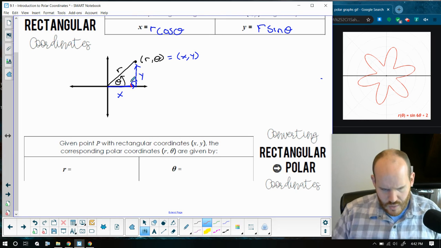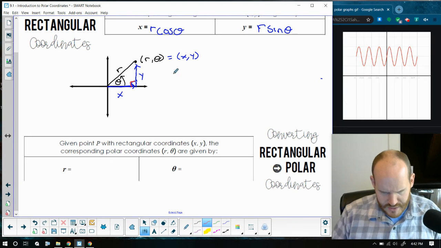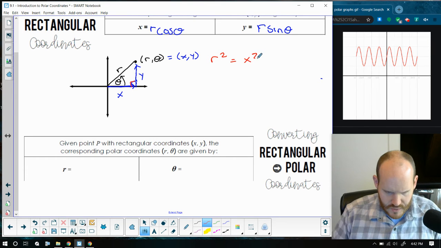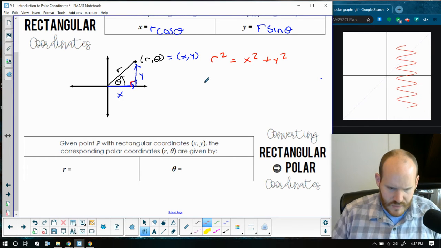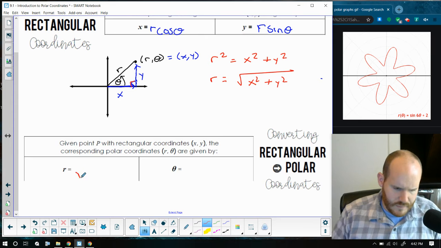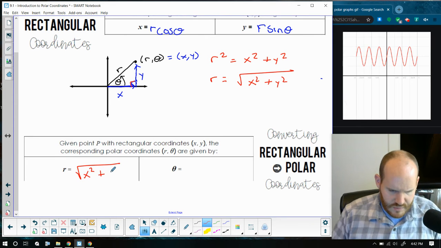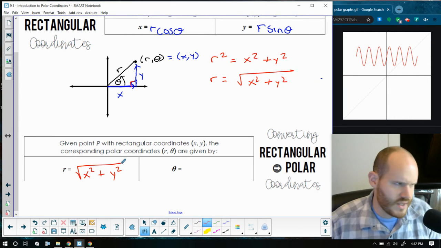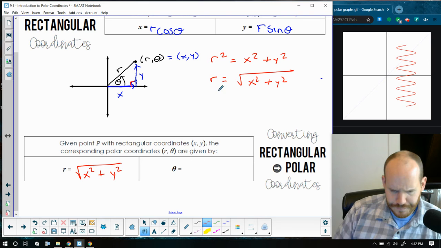Well, because this is a right triangle, because the x and y axes are perpendicular, I could use the Pythagorean theorem to get that r squared would equal x squared plus y squared. And if I root each side, I would get that r is the square root of the sum of the squares of x and y. Technically, it could be positive or negative, but I'm just going to write it as the positive version because we could just as easily take a different angle to get the negative.